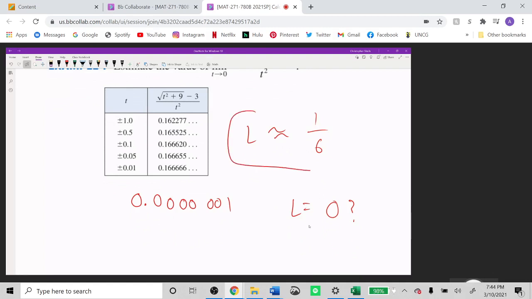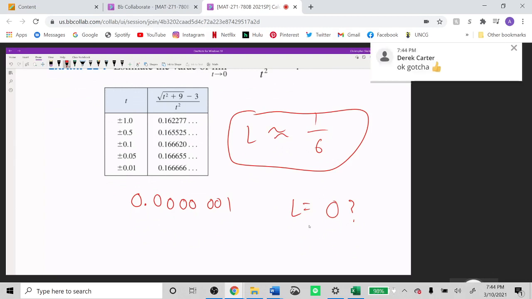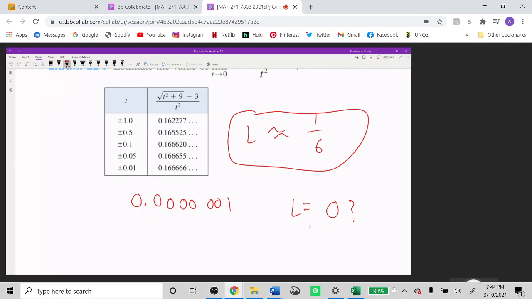The limit does end up being about 1/6. And this is also why it's important for us to eventually find another way of evaluating these limits that doesn't just involve plugging a bunch of numbers in, right?